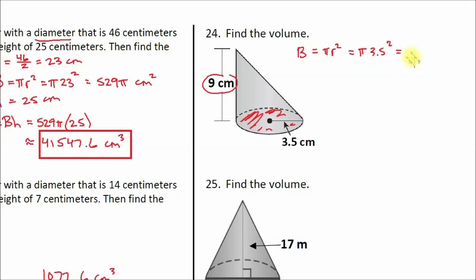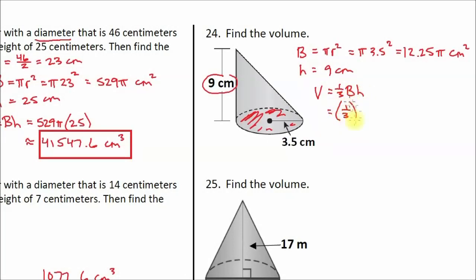I'm going to leave that. I'm not going to round that. It'll give me a more accurate measurement. Don't forget pi in there, and that is centimeters squared. My height is equal to 9 centimeters. I circled that. And the volume of a cone is the same as a pyramid: 1/3 times the base area times the height.